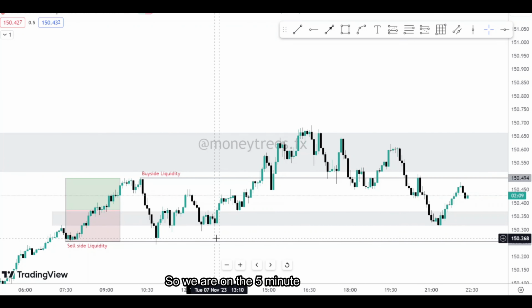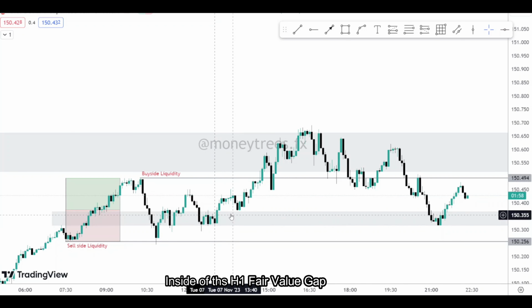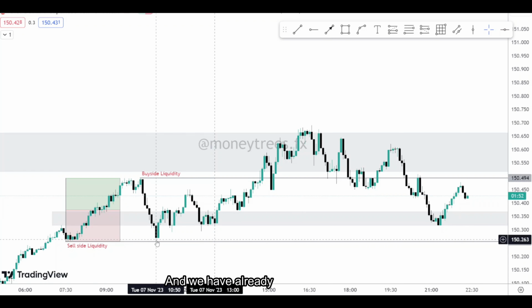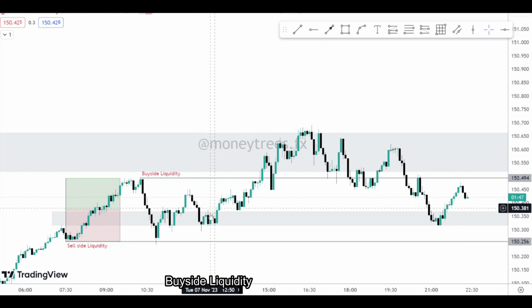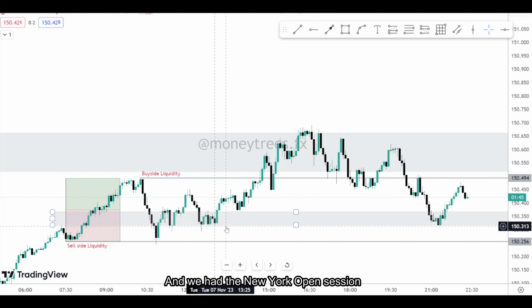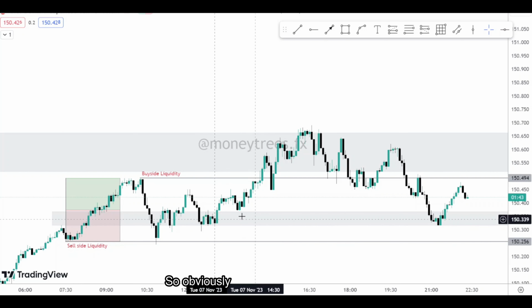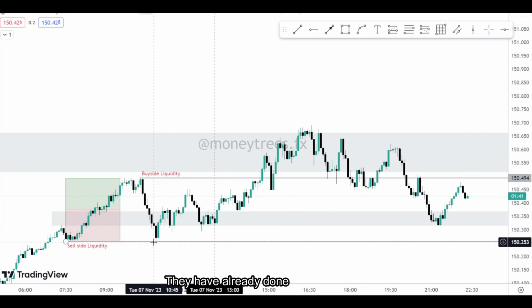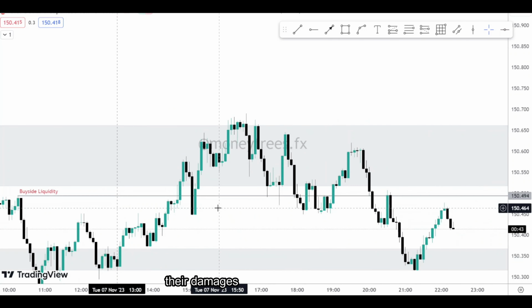So you want the 5-minute. Don't forget that this line represents the New York Open. So I actually took my trade based on this candle inside of this H1 favorable gap, right? Because I understand we are in discount and we have already taken out sell side liquidity. So what's next? Buy side liquidity, and we are at the New York Open session. So obviously they have already done their damages.